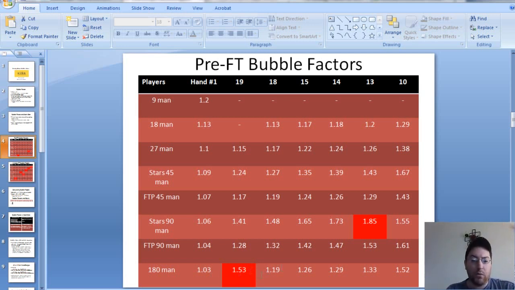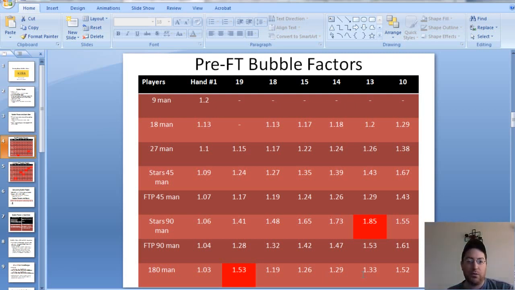Now, for a 180-man, you can see that your bubble factor will rise to about 1.53 on the actual bubble, but then look, it drops back down: 1.19, 1.26, 1.29. Why is that? Well, if you play 180-mans, you know that you go from making 0 to the pay jump of the bubble breaks, and then your payout is flat.